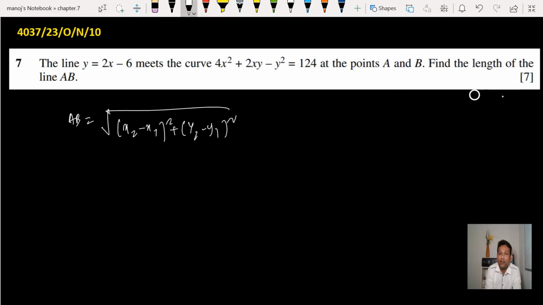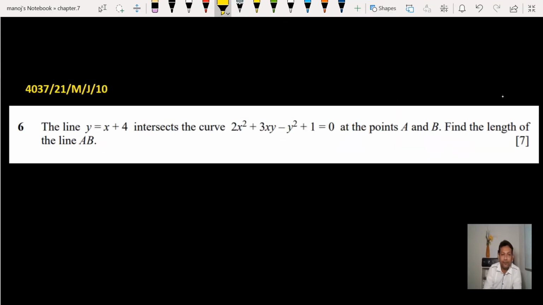Actually, this 7 marks question is very simple. We have to use this distance formula, but be careful, there is a possibility of making a mistake. So what we have to do is substitute the value of y from this equation here, and by solving the simultaneous equations you get two coordinates A and B, and then you can use the distance formula. There is no problem with this question. We even have the same type of question in the next year. You can see here, this is the equation and the curve is this, intersecting at points A and B. Find the length of AB. The same type of question is repeated in the same year with a different variant.